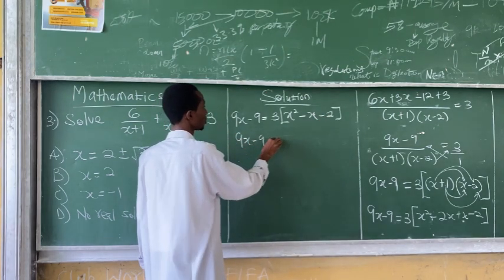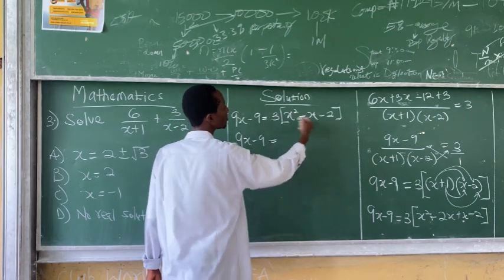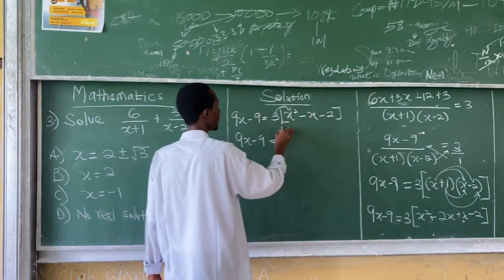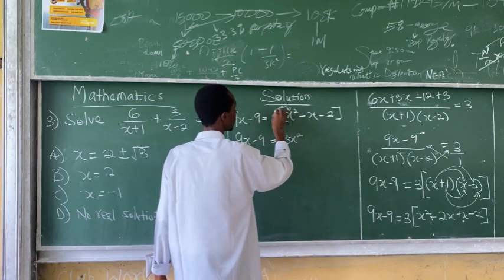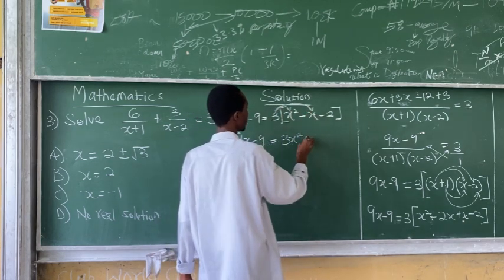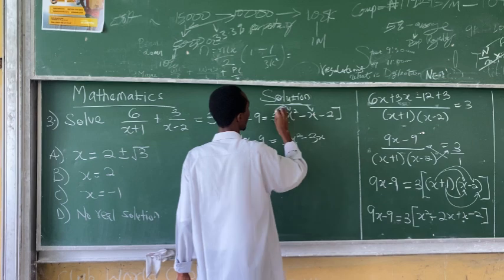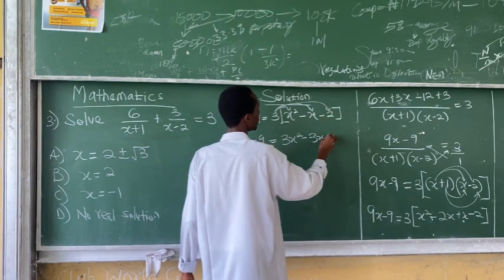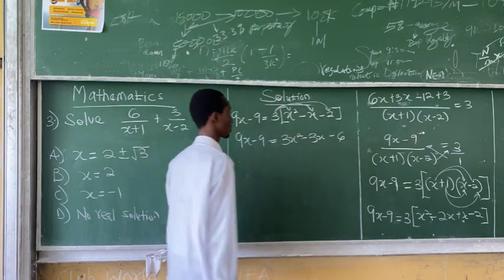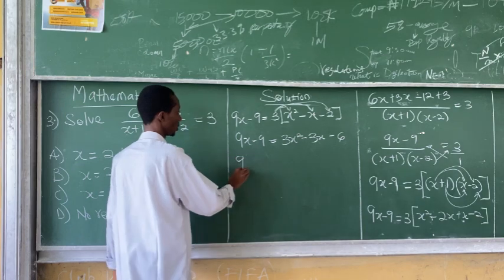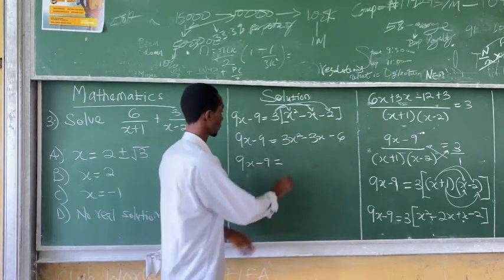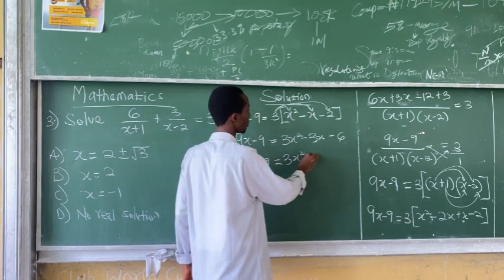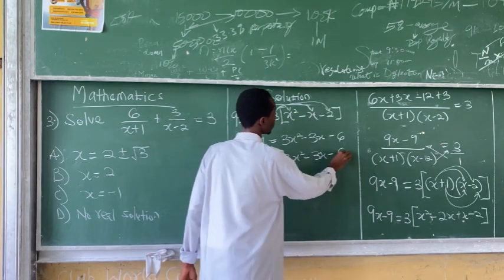9x minus 9 is equal to, we use 3 to open this bracket. 3 multiplies x squared, we have 3x squared. 3 multiplies x, we have minus 3x. And 3 multiplies minus 2, we have minus 6. 9x minus 9 is equal to 3x squared minus 3x minus 6.